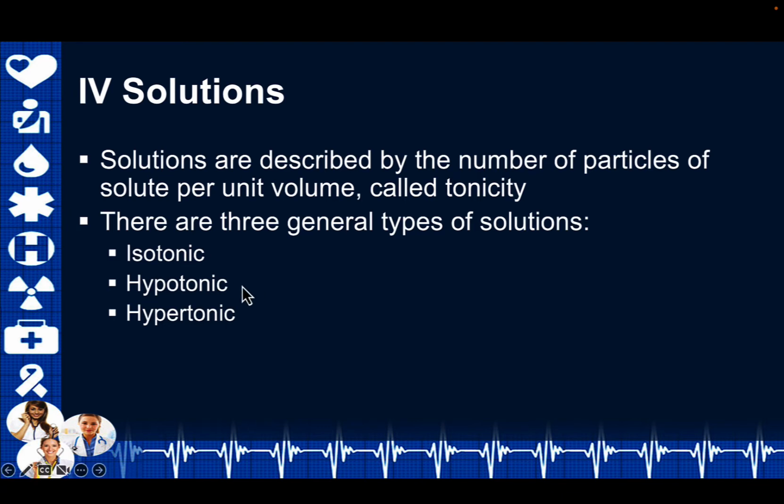Hypotonic solutions describe a solution in which there's less stuff in the water compared to isotonic. Another way to say this is if it's hypotonic and there's less stuff in the water, then there's more water in that solution. Hypertonic, when compared to isotonic, describes a solution that has more stuff inside of it, and then would likely also be described as having less water inside of it when compared to isotonic.